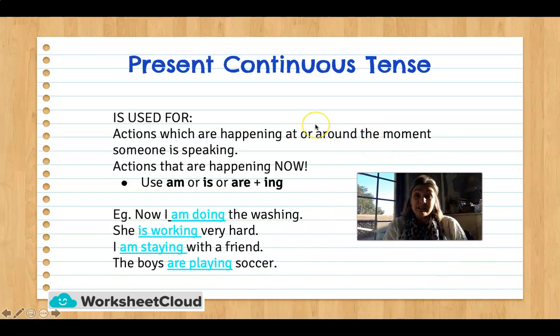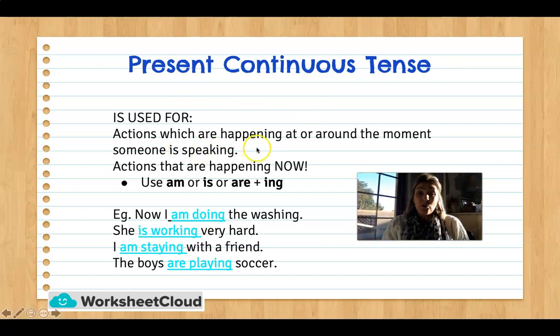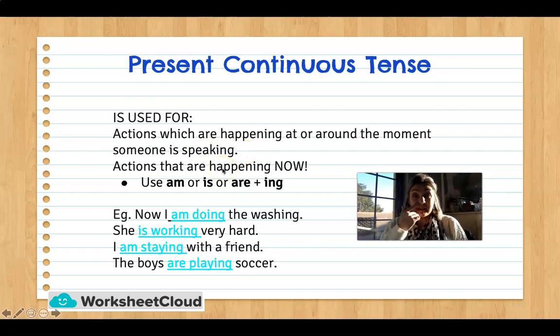We're looking at the present continuous tense, something that is happening now and is continuously going. It's actions which are happening at or around the moment someone is speaking. So actions that are happening now. And you use am or is or are plus ing, because remember those are your present tense of the verb to be.